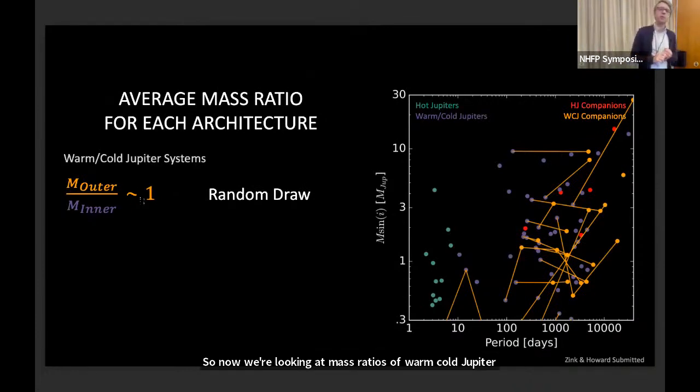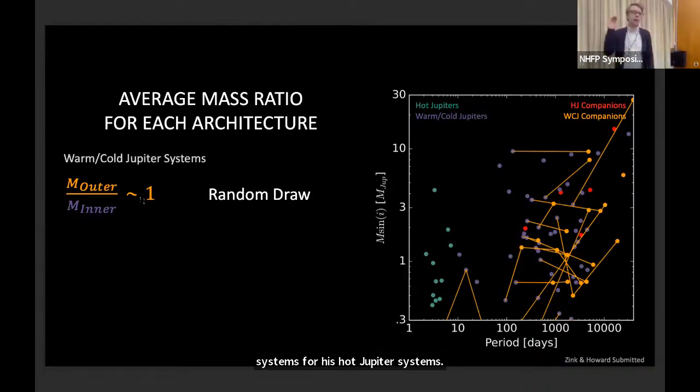Looking at the warm cold Jupiters, if we just do a simple mass outer divided by mass inner, on average, we find that warm cold Jupiter systems are about 1. So this appears to be a random draw. There's no preference for any type of mass organization in these warm cold Jupiter systems.